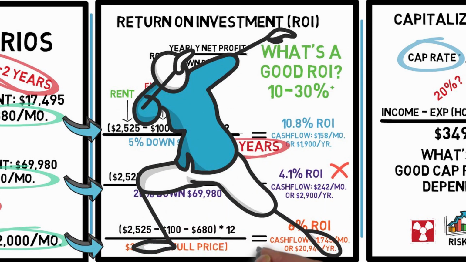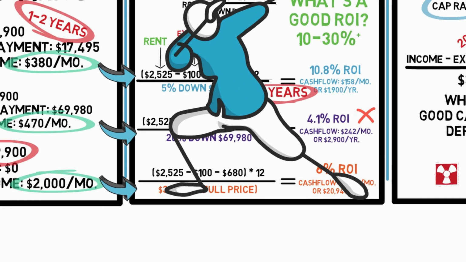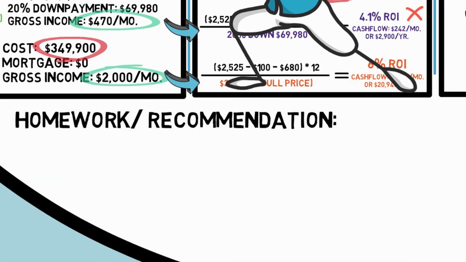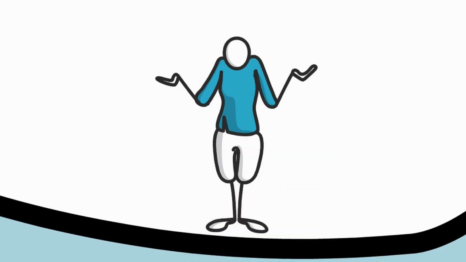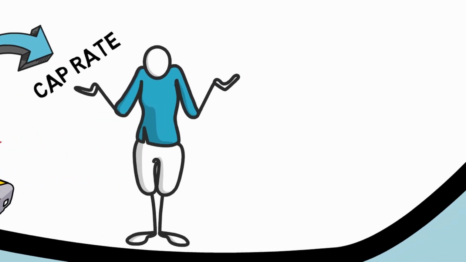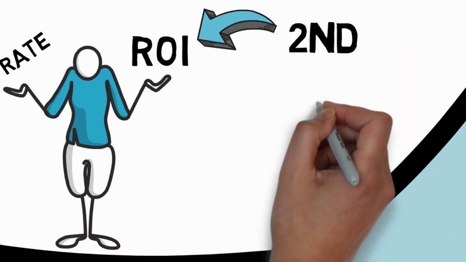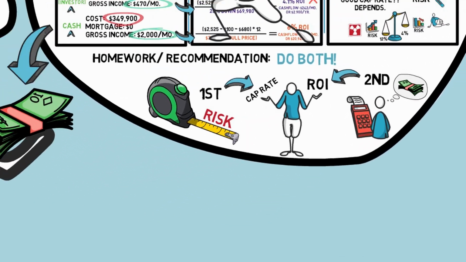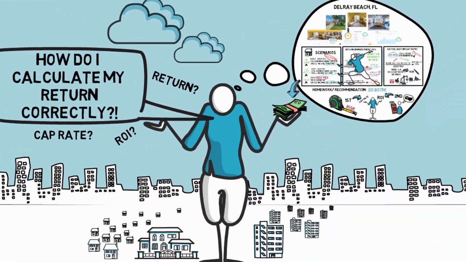Congratulations. You now know how to calculate ROI and cap rate, but which should you use? Well, I recommend you do both. Find a list of potential properties and calculate your risk, the cap rate, and also calculate the ROI. After doing many calculations and looking at different properties, your real estate IQ will grow and you will be able to identify which investments are right for you.